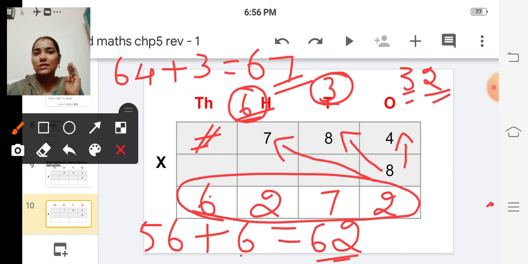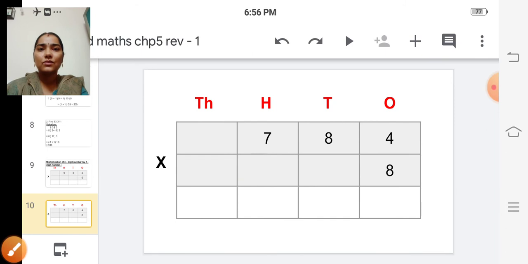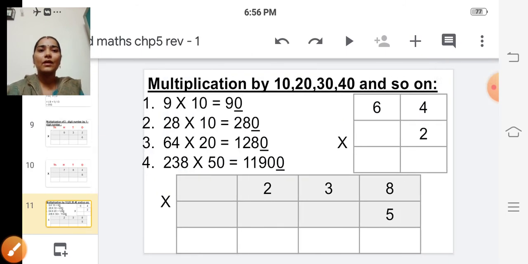Okay. So we have to start multiplying from the right to left. That is, we have to start multiplying from ones place. Okay. Is it clear children? So we'll move on to the next one.